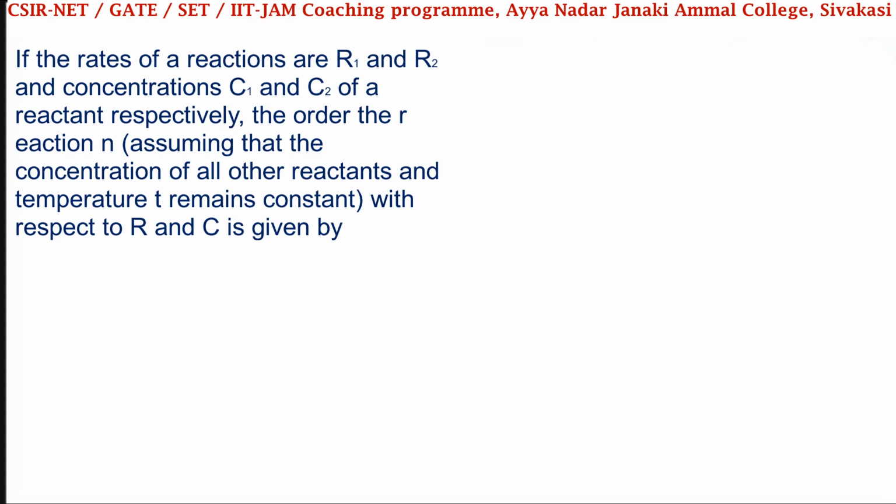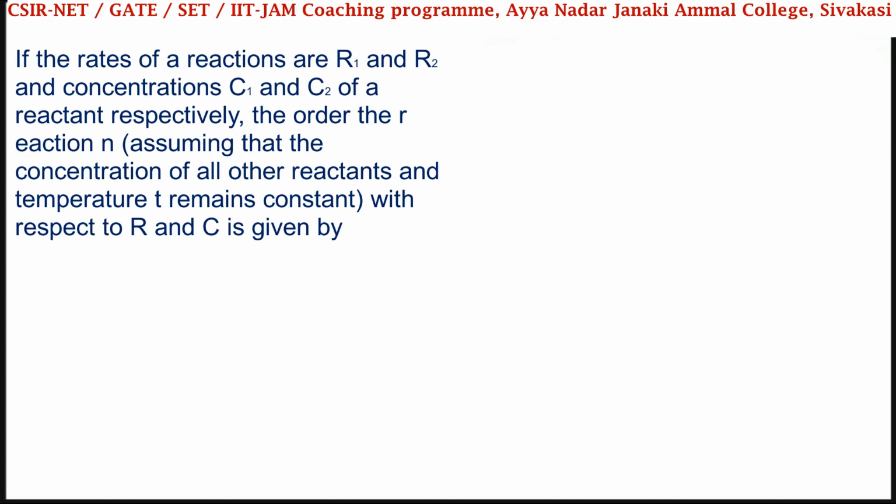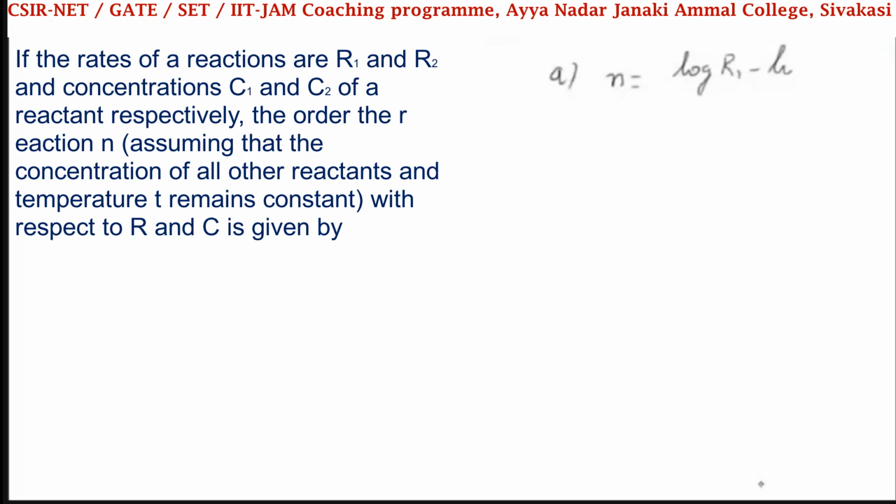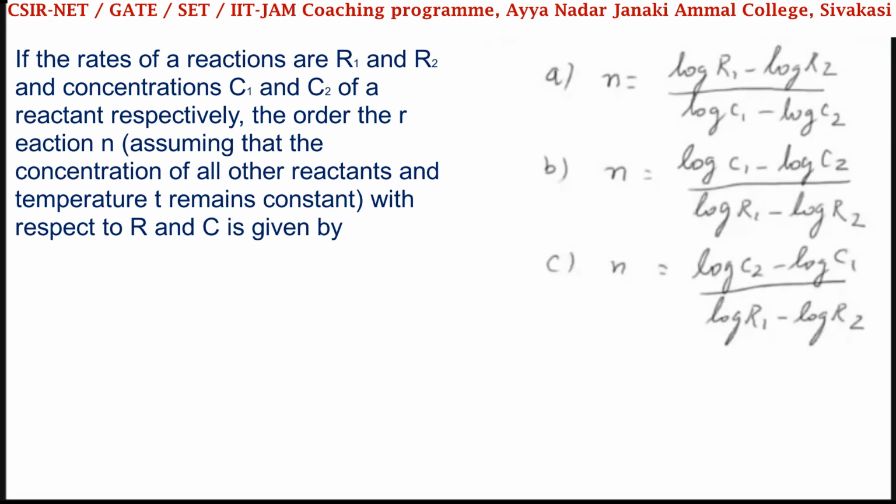With respect to that reactant, n is given by n is equal to log of R1 minus log of R2 divided by log of C1 minus log of C2. This is the first option. Second option, you can give any number of options. I have given the various options A, B, C, and the first answer we have given. For the other answers, you have manipulated: the numerator can be made the denominator and the denominator the numerator, or you can change the terms either in the numerator or in the denominator.